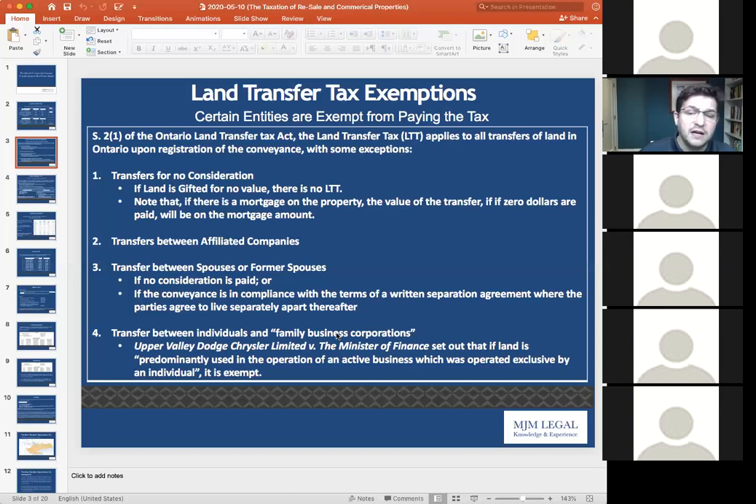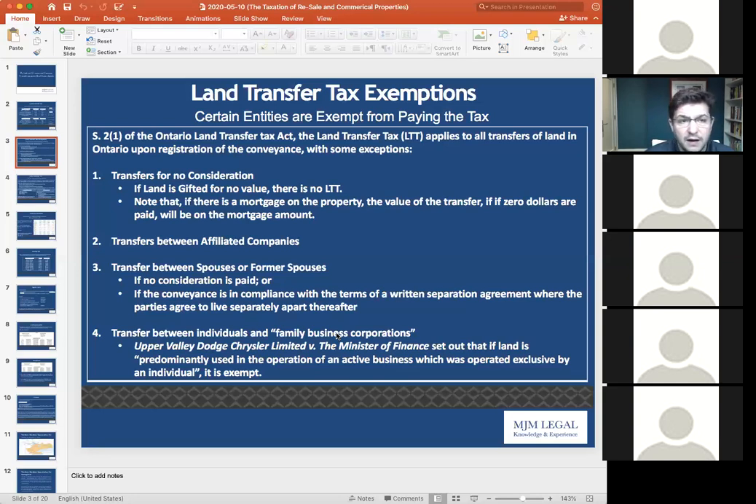And then last, a transfer between individuals and family business corporations is also not subject to land transfer tax. I'm often asked, can I put my assets into a personally held corporation? The truth is that there is something in the Income Tax Act called a butterfly, which allows you to basically roll your assets into a personally held corporation for no tax consequence. And you can similarly do that for land transfer tax.